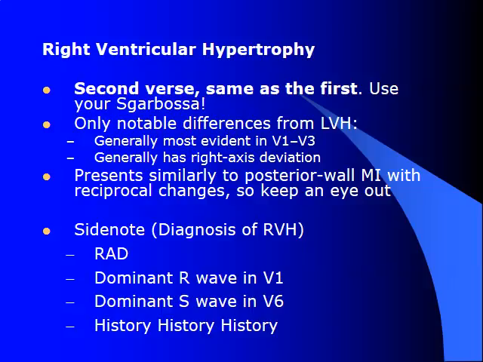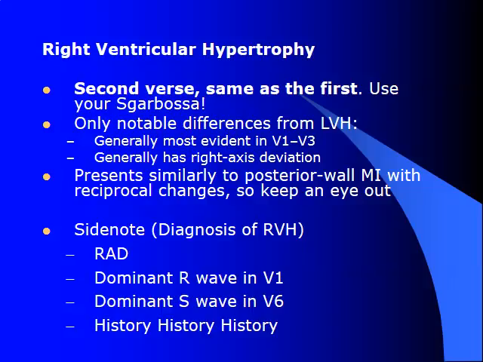Generally, our right ventricular hypertrophy is going to be most evident from V1 to V3. We'll generally have right axis deviation. Due to the increased size of the right ventricle, we'll have increased electrical conduction on that right side. It presents similar to a posterior wall MI with reciprocal changes, so we need to be aware of determining between the two of them.